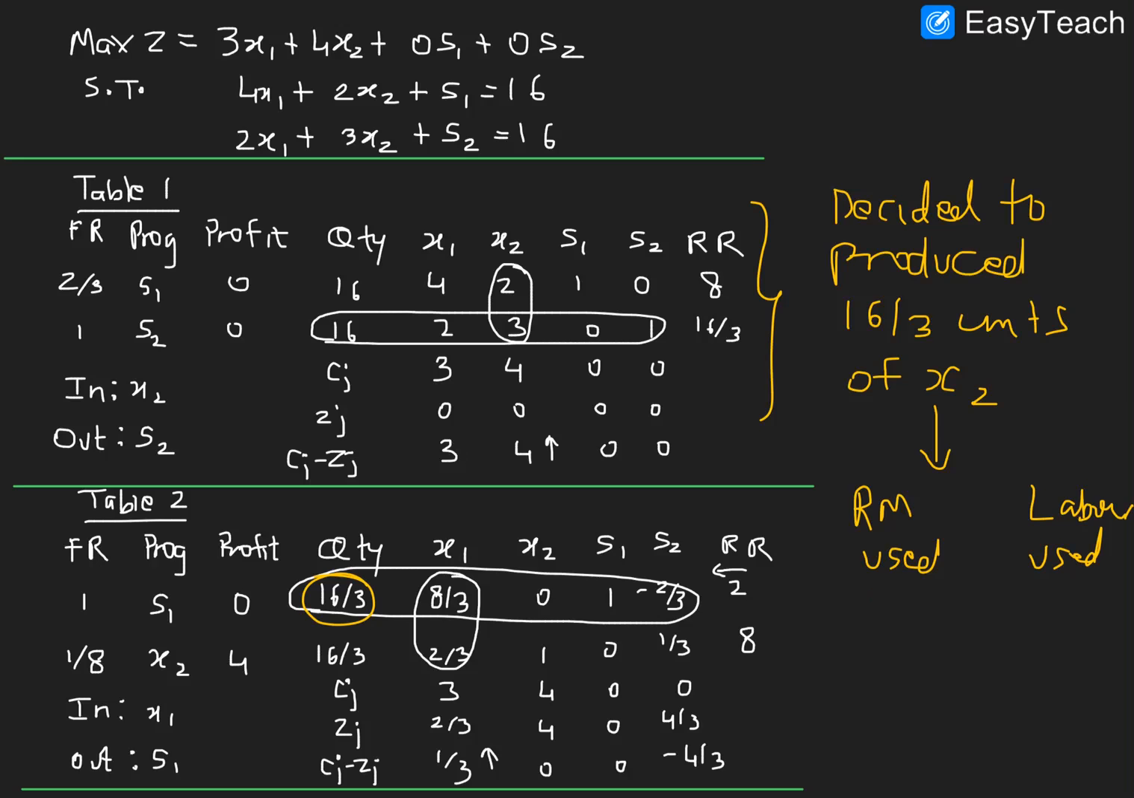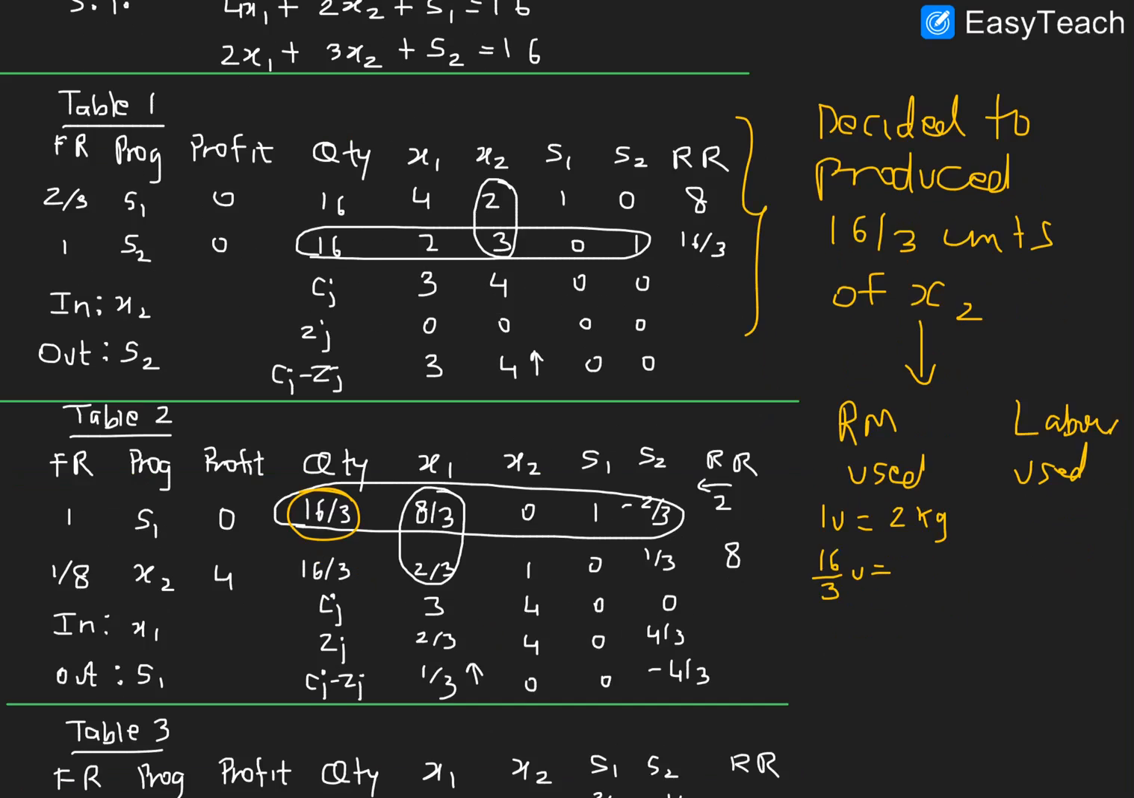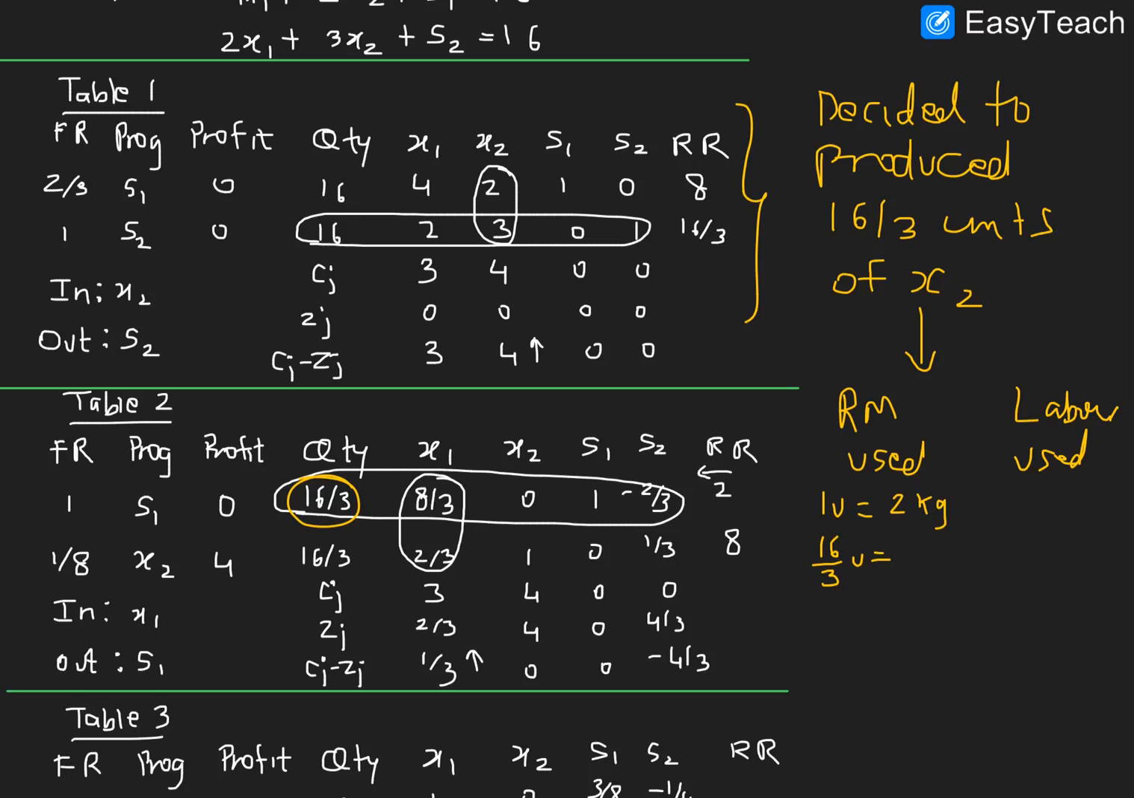So the raw material consumption over here, we say for 1 unit it is 2 kg. So tell me, for 16 by 3 units, how much raw material should have been used for it? So definitely 16 by 3 into 2, so that's 32 by 3. So raw material used is 32 by 3. So here we say that 32 by 3 units of raw material are used.